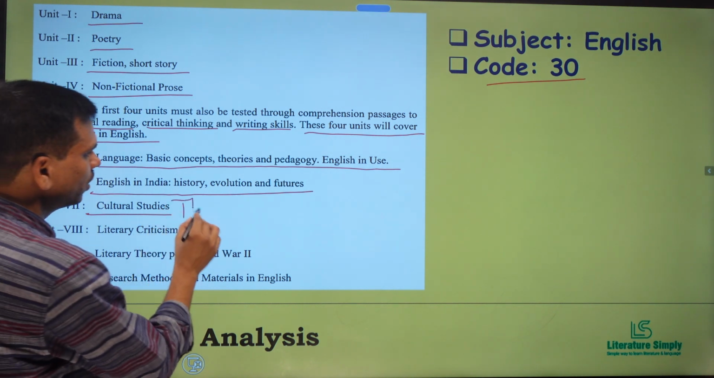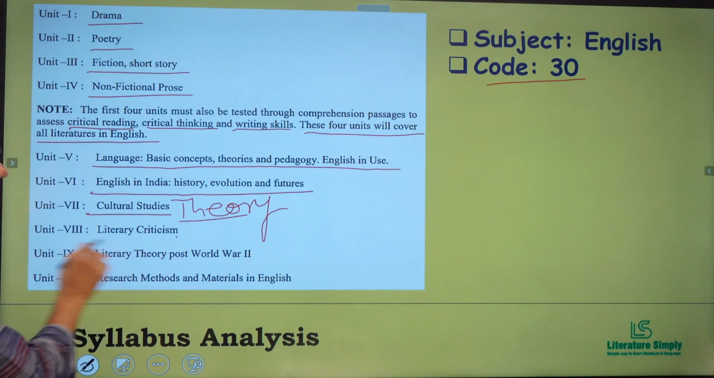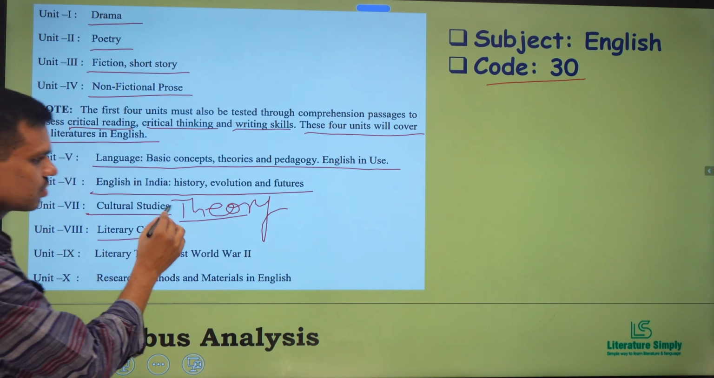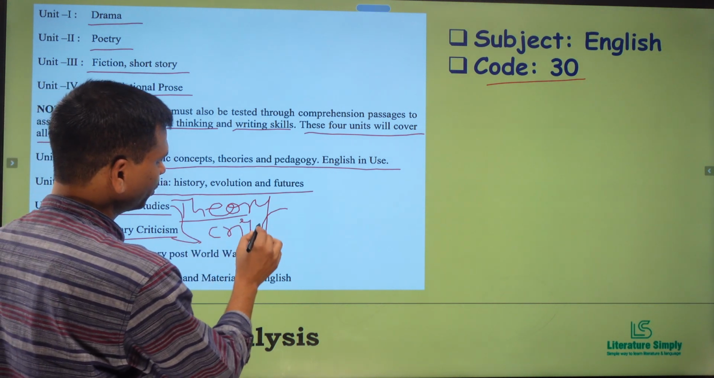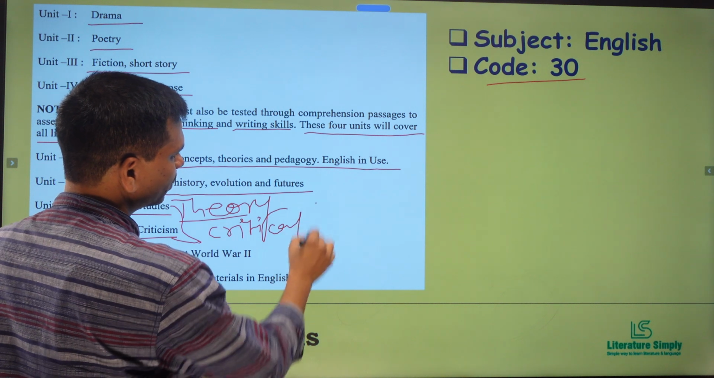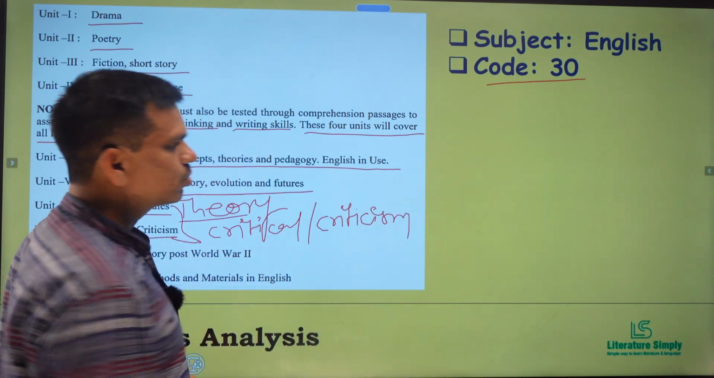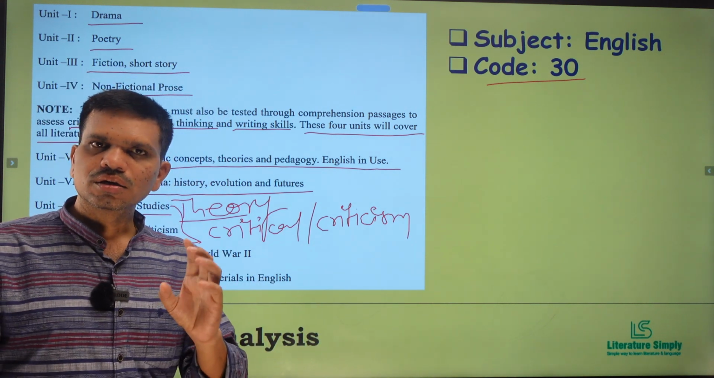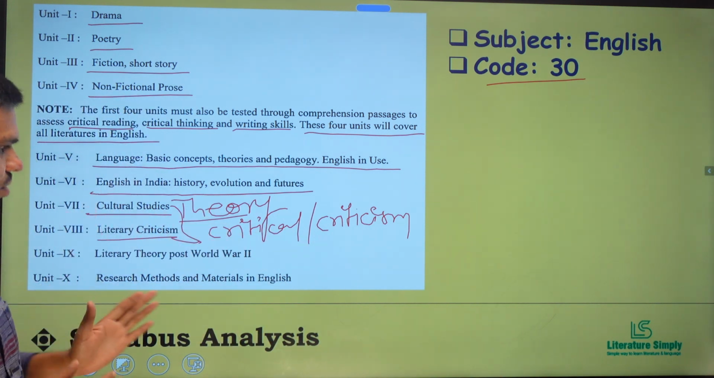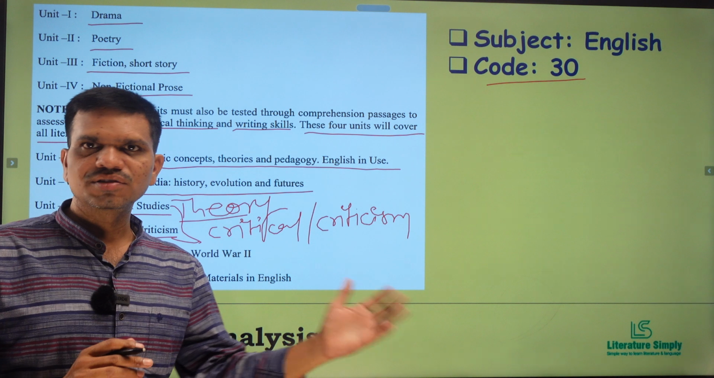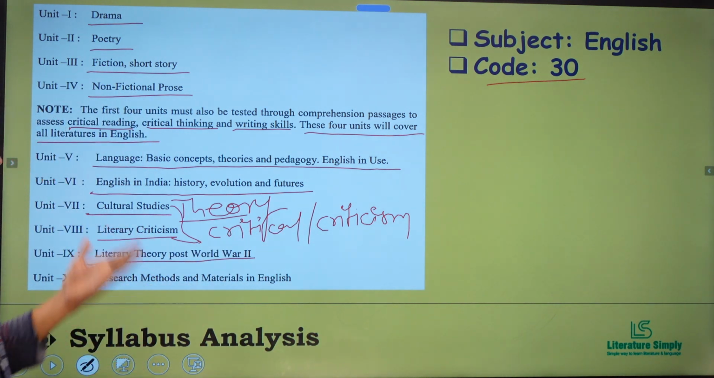It is related to theory. So when we discuss theory, we will talk about this cultural studies. Then we have literary criticism also. Actually we can study both units, criticism and theory, including critical theory and criticism. So this unit is very important because it gives you the perspective, it gives you the idea of studying literature, and hence this critical theory or cultural studies we must understand in the light of literature. So we will discuss all these things. Then we have literary theory post World War. Again it is related to theory.